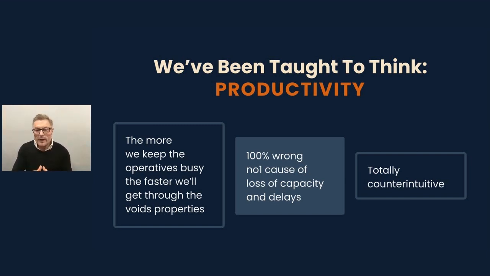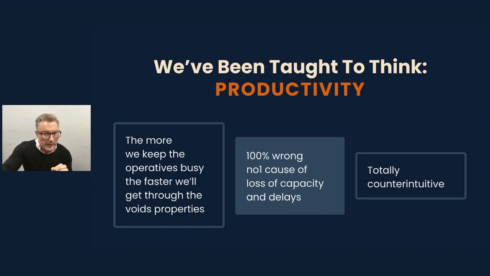Actually, what I've found from studying many of these systems is that the relationship between productivity and delivery is actually an inverse relationship. The more that we think productivity, actually, the worse the system becomes. It's a totally counterintuitive way to think about the delivery of a void.